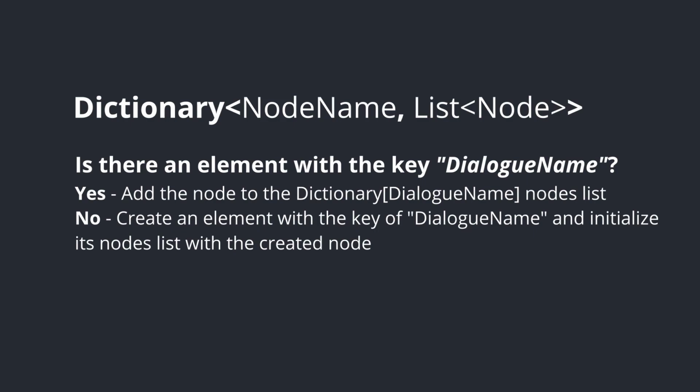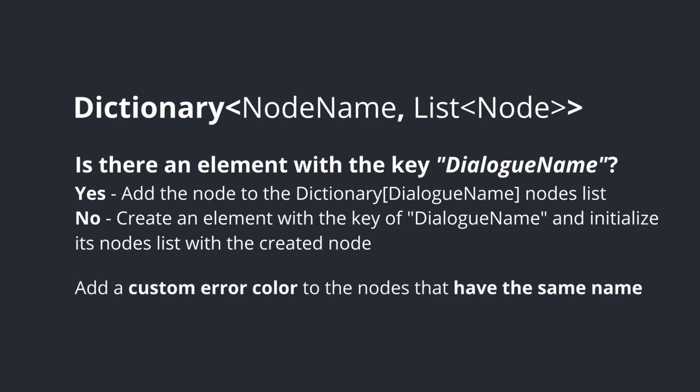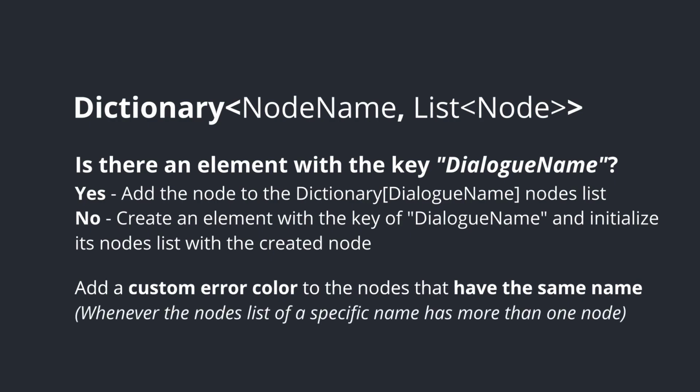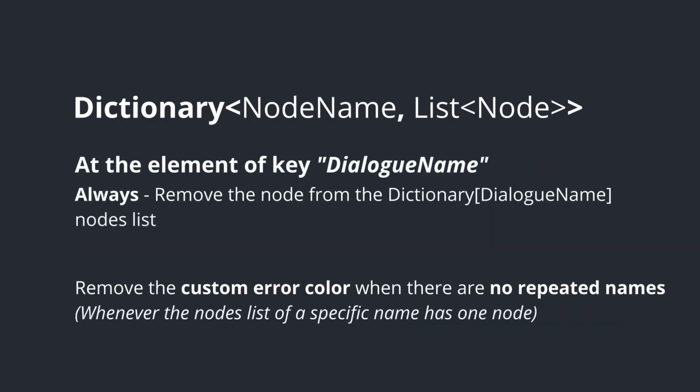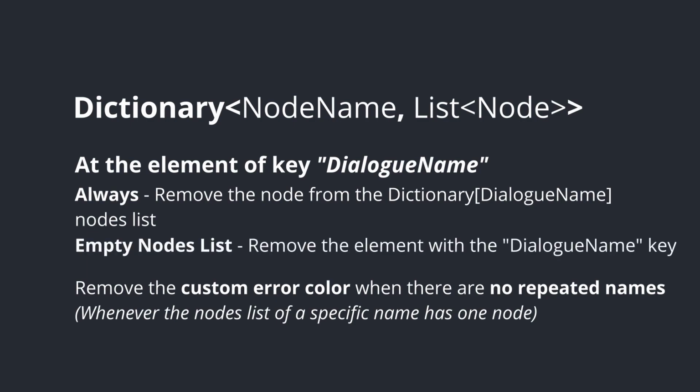Then we are going to need a way to tell the user that the graph has repeated node names. For that, we are going to be adding a custom error caller to every node whose name is not unique. And we know a node name is not unique when the count of the nodes list in the dictionary is over 1, meaning there is more than one node with that name. To remove the error is also quite simple. If the node list arrives to the count of 1, then any error should be removed, as there is only one node with that name. And when it arrives to the count of 0, then the element in the dictionary should also be removed, as no nodes with that name exist anymore.